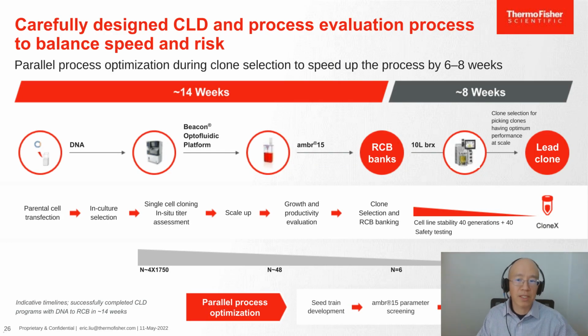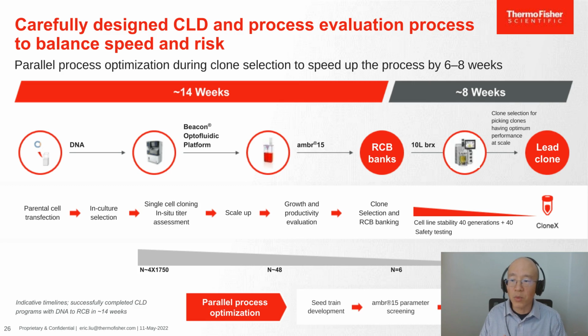Advances in bioprocess technology include higher expressing cell lines, improved bioreactor performance, increasing single-use capabilities at ever-increasing scales, and higher throughput screening tools. These have all helped maximize output while reducing effort and time on the front end. We leverage the Berkeley Lights Beacon optofluidic platform, which allows for single-cell clone in situ antibody titer assessments, as well as the Sartorius AMBER 15 mini bioreactor, which allows for parallel growth and productivity evaluations.